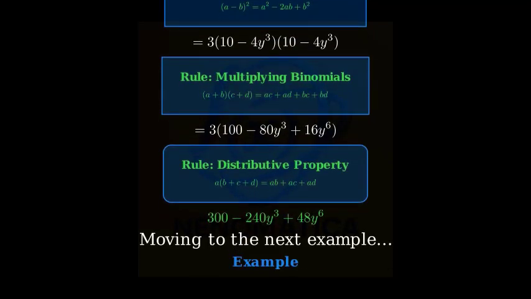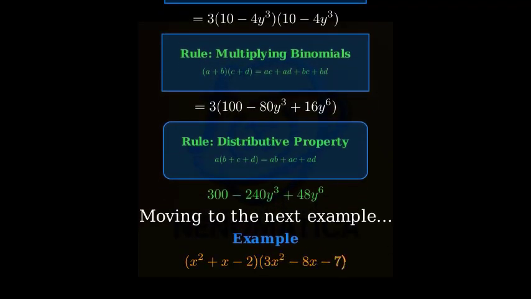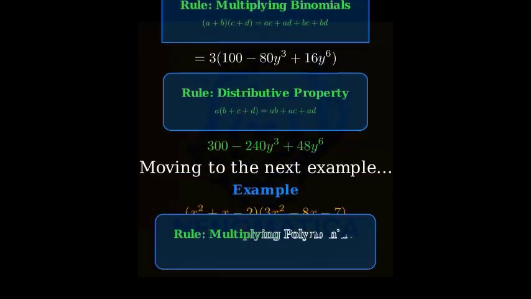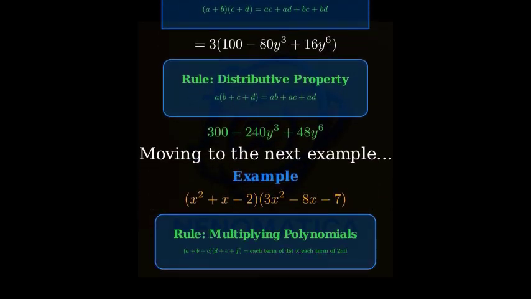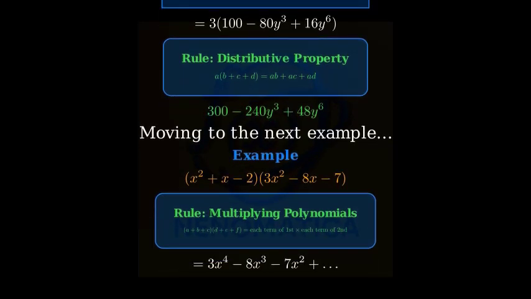Here's our second example. We need to expand the product of two polynomials, the quantity (x squared plus x minus 2) times the quantity (3x squared minus 8x minus 7). To expand this product, we'll use the distributive property repeatedly. We'll multiply each term in the first factor by each term in the second. Let's start by multiplying x squared from the first factor with each term in the second.